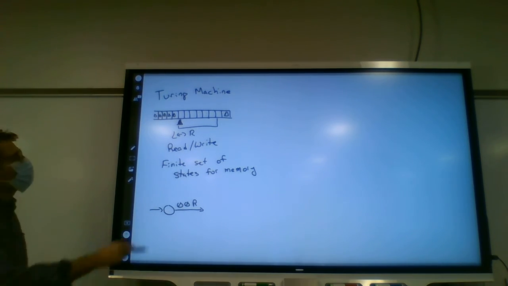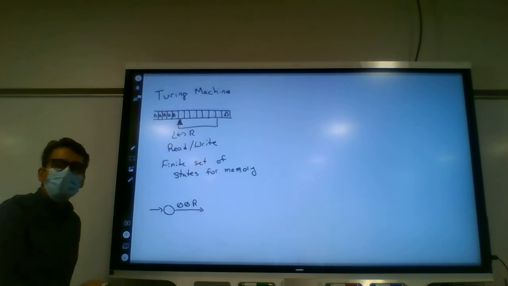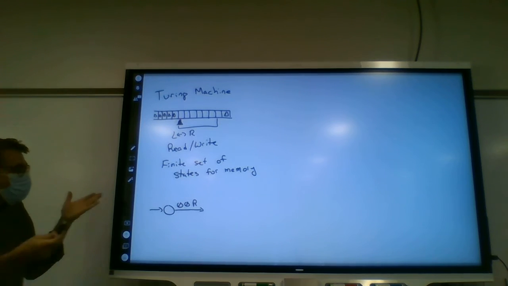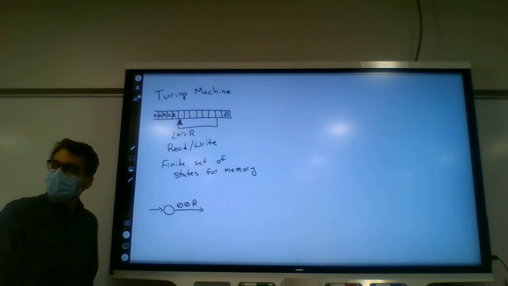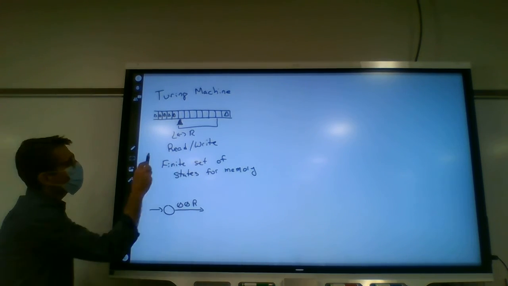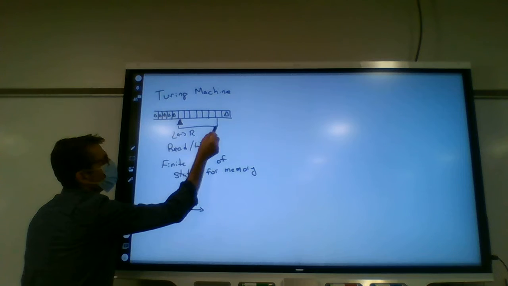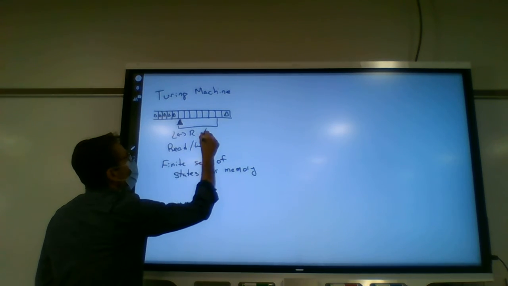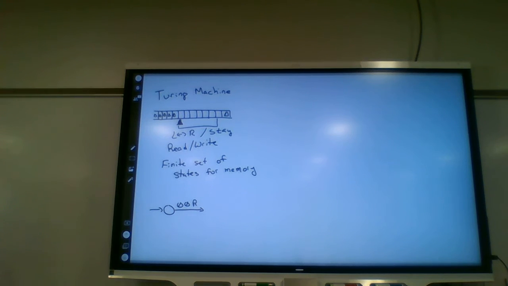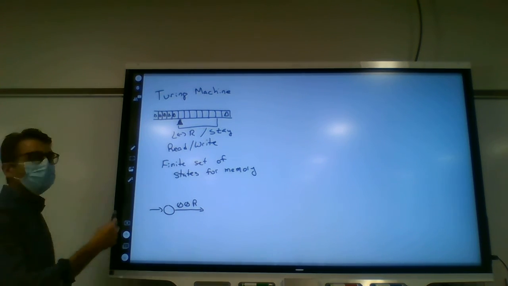That would read this 0, look at it, and write a 0 right back. You could do other things too. You could write a 1 and then move. So sometimes we allow left or right, or in certain situations, we will allow the head to stay put. So sometimes we would have left, right, or stay.